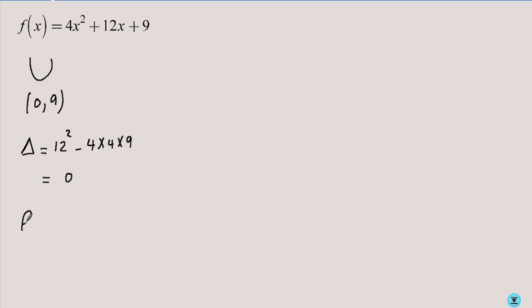And since it's a perfect square, we take the square root of the first term, which is 2x, the sign of the second term, and the square root of the third term, and that's squared. Then obviously your x-intercept is at (negative 3 over 2, 0).